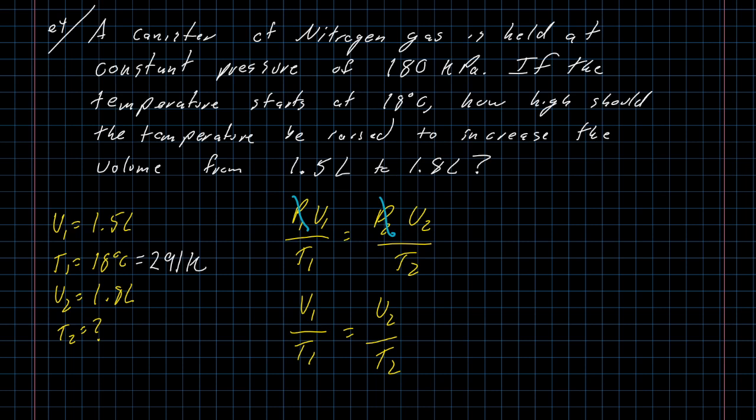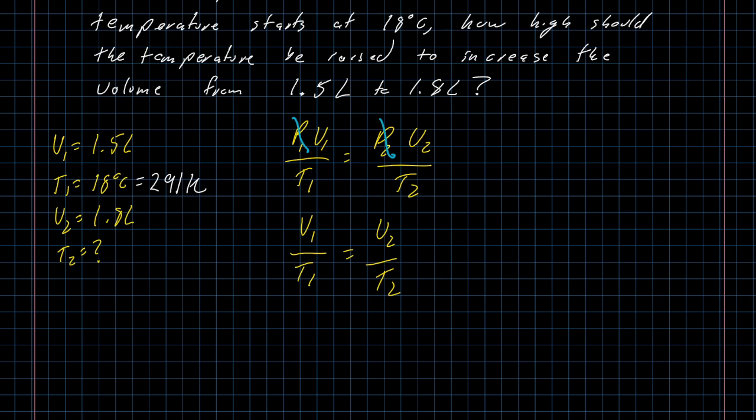My volume is given in liters, and that's actually okay. We don't have to convert from liters to cubic meters or cubic centimeters or anything like that, because they are absolute volume scales. It's just a different unit. So because our volume is consistently in liters in both cases, we can stick with that. We can plug everything in, and we have 1.5 liters over 291 Kelvin equals 1.8 liters over our unknown temperature T2.